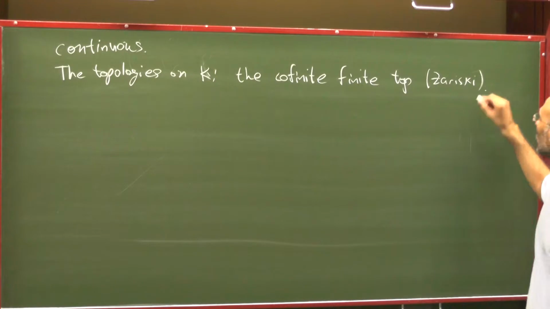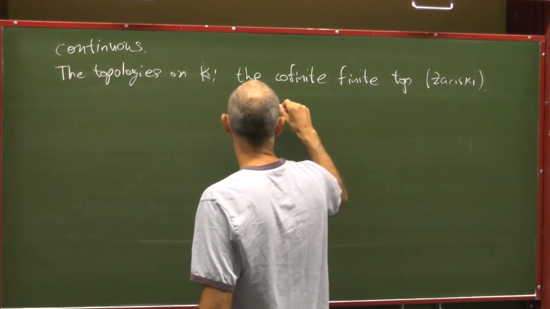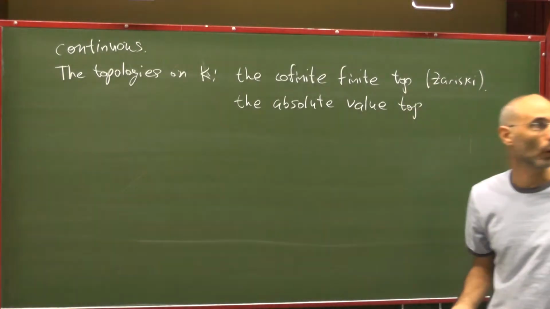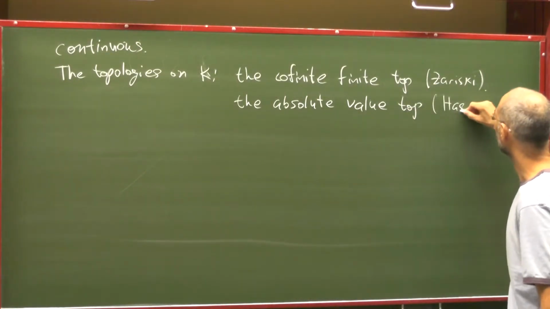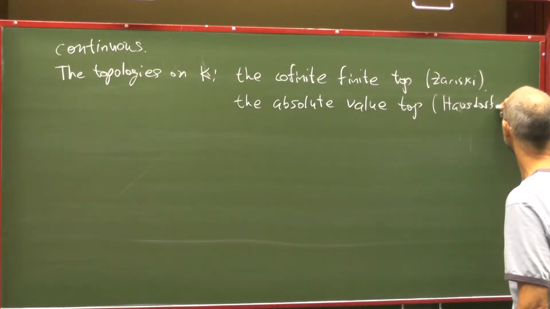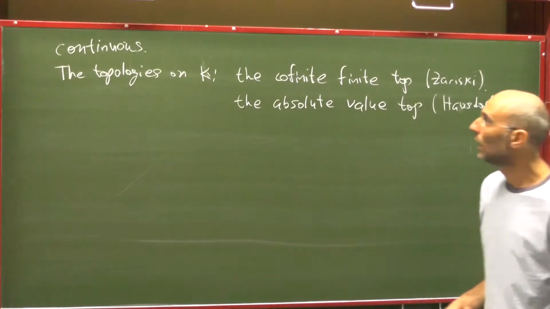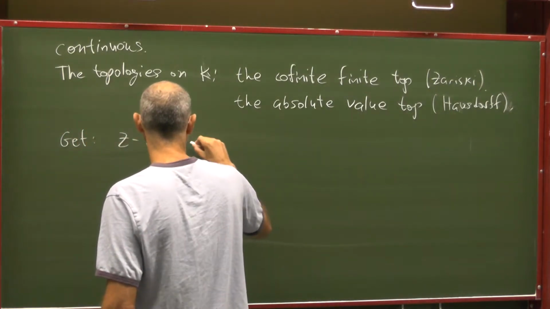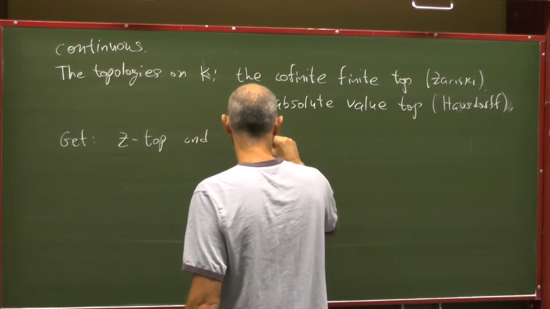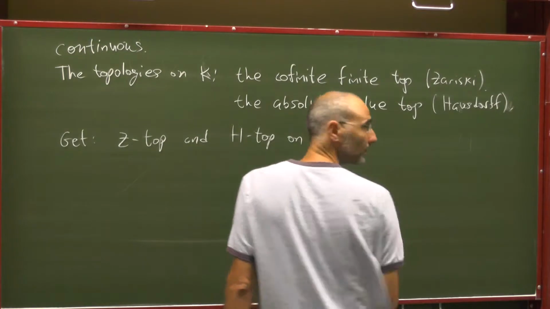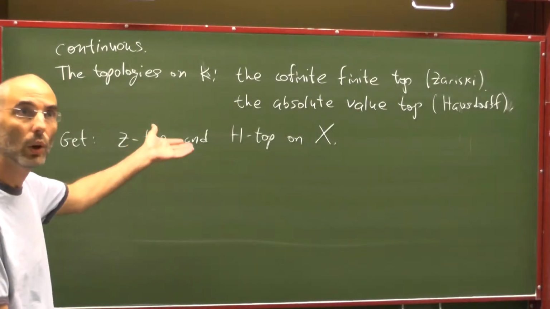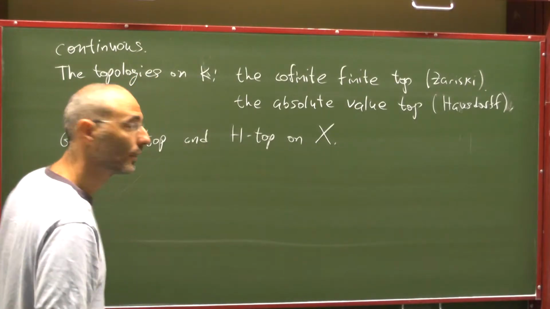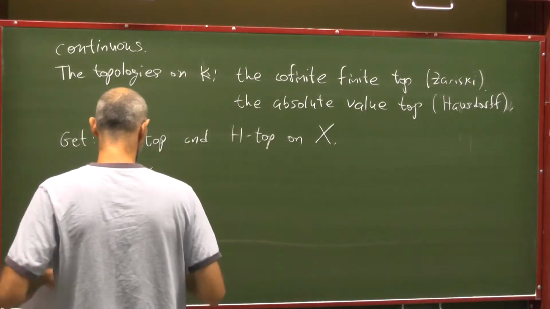And you also have the other topology, the absolute value topology. This is the standard topology on C, if you wish. Let's call this the Hausdorff topology. So we get the Zariski topology and the Hausdorff topology on X. Clearly, since points are closed for the Hausdorff topology, the Zariski topology is weaker than the Hausdorff for K and for every X. Z is weaker than H.